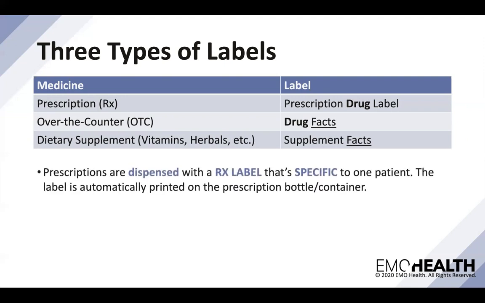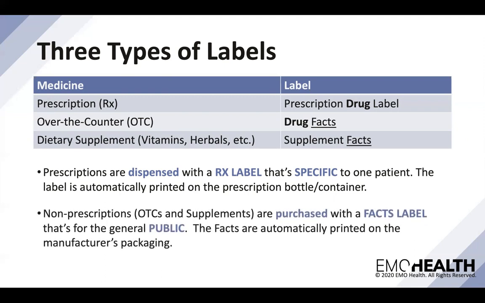Prescriptions are dispensed with an RX or prescription drug label that is specific to the patient. It's going to be automatically printed on that prescription bottle or container. Whereas your non-prescription, so your over-the-counters or your supplements, which can be purchased in a store, are going to be purchased with a facts label that is for the general public. It is going to have general instructions on it. These won't be specific to the patient, but they will be what is allowed to be safely taken by a general person. These facts are automatically printed on the manufacturer's packaging.